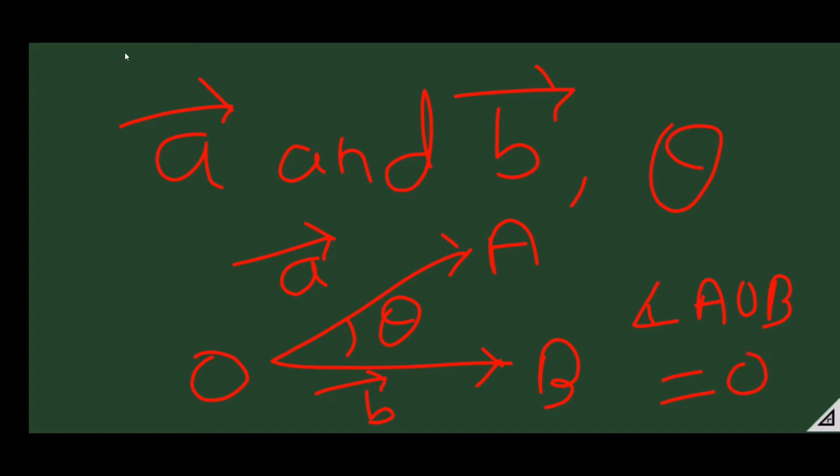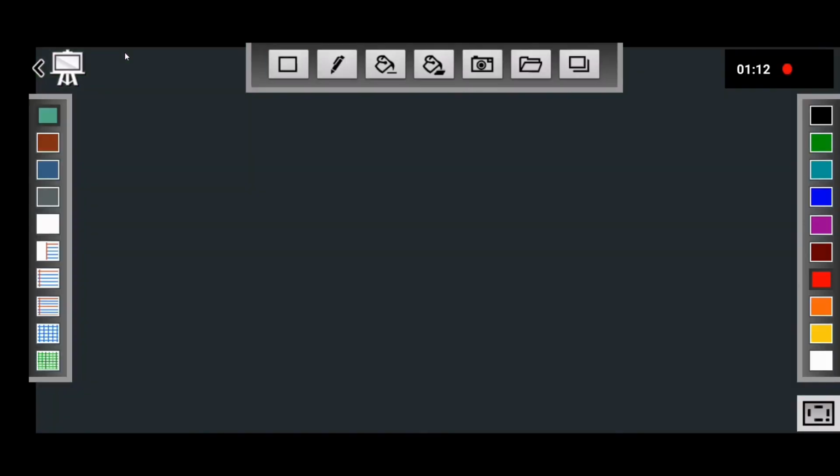Now let's determine the cross product of these two vectors, A vector and B vector. The cross product of A vector and B vector is denoted by A cross B, A into B. So A vector into B vector is the notation of cross product of A vector and B vector.